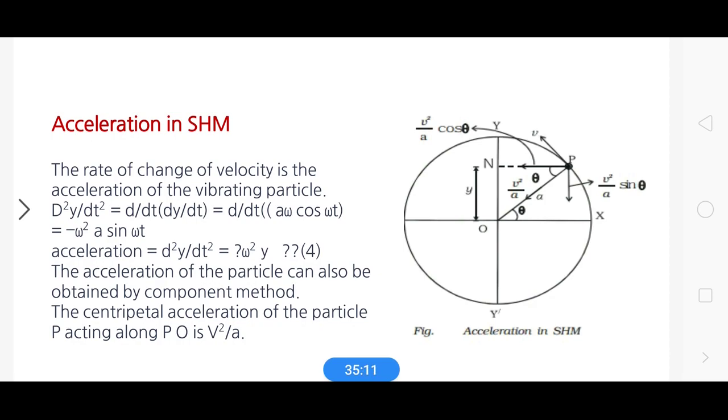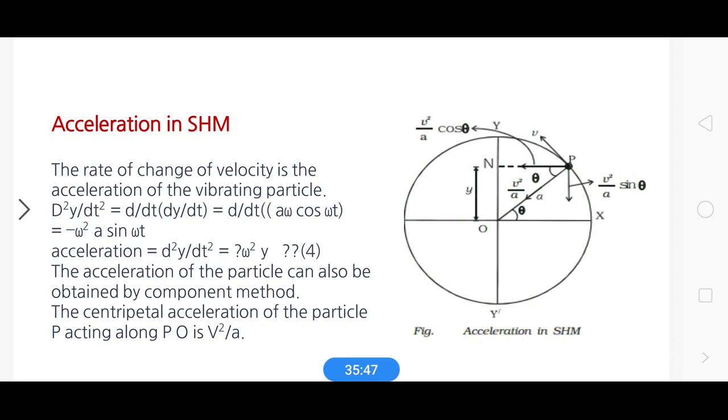So from this equation, acceleration is proportional to the displacement and it is always opposite to the displacement. This is the simplest method, where I am only doing the differentiation with respect to time. So we got the final relation a is equal to minus omega square y. And there is one more method. How to find the acceleration in SHM?